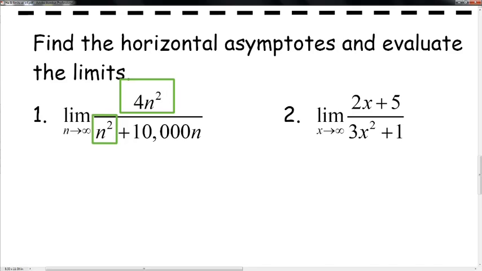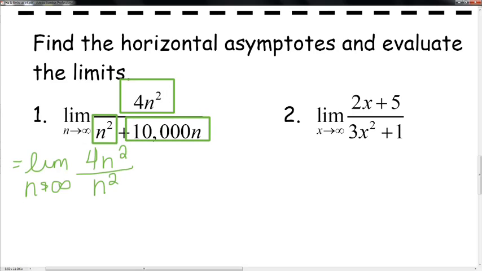Well, if I was going to simplify this, I would write the limit as n is going to infinity of 4n squared divided by n squared. My growth rate for a quadratic is so much higher than the growth rate of a linear function. Notice that I have a linear function located over here, and I'm not really concerned about that guy. He doesn't grow as fast as an n squared.